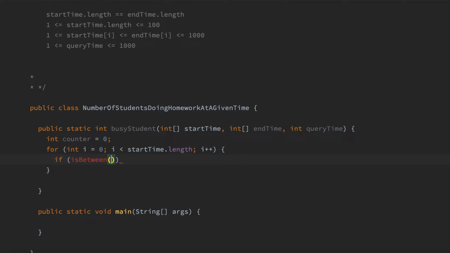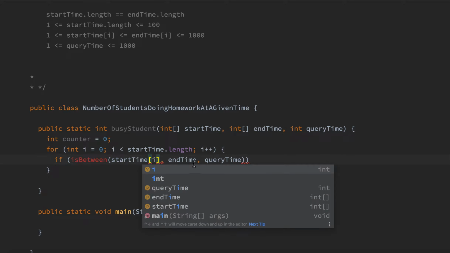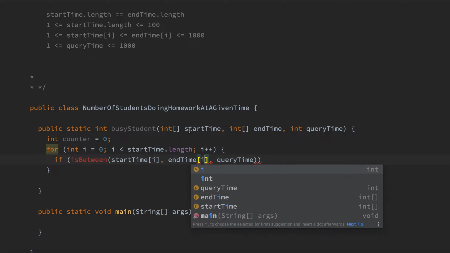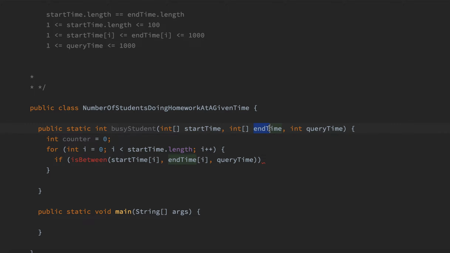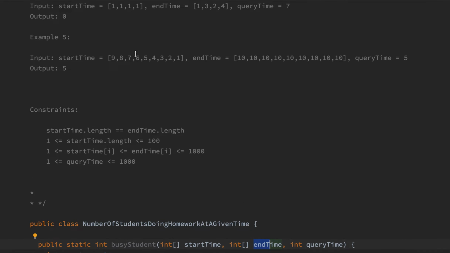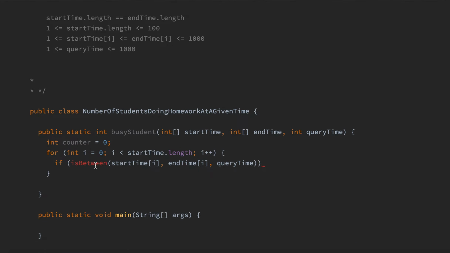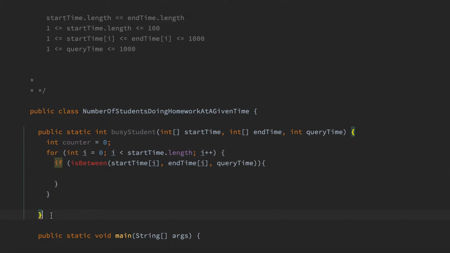Now I have not written this method yet, but we're going to call this method with start time, end time, and query time. And I'll explain this in just a second. So we're taking just the ith element, so one of the elements from start time and the same student element basically from end time. So we're going to take 9 from here and the corresponding element over here, 10. So 9 and 10. We're going to input those two elements into this isBetween argument with the query time, and we're going to check, is it between? So we can do that outside of this method.